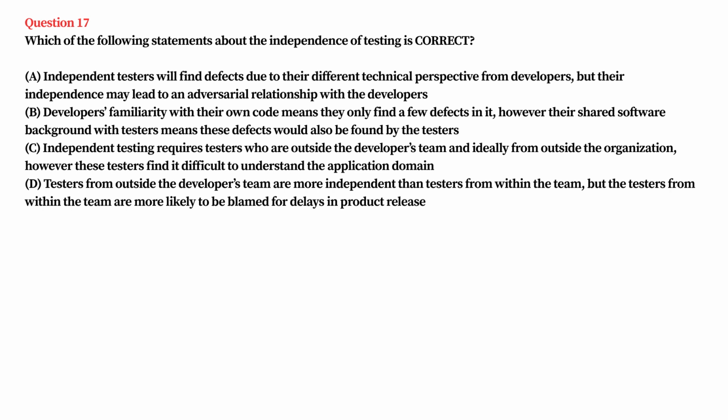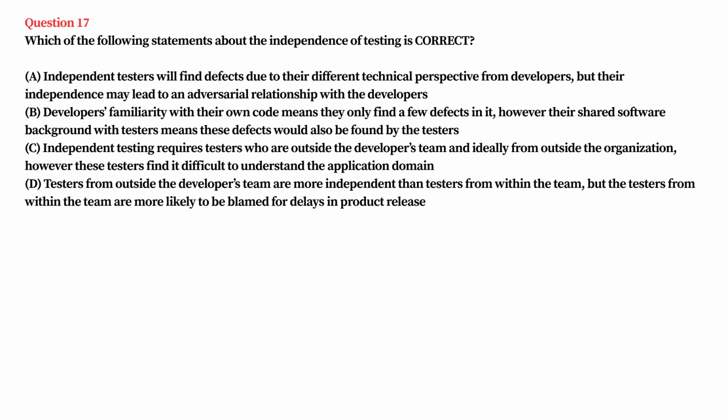A developer's familiarity with the code does not mean that they rarely find defects in it. Instead, this familiarity means they can efficiently find many defects in their own code. And, rather than developers and testers having a shared background, developers having a different background to testers is normally cited as the reason that testers and developers find different kinds of defects.